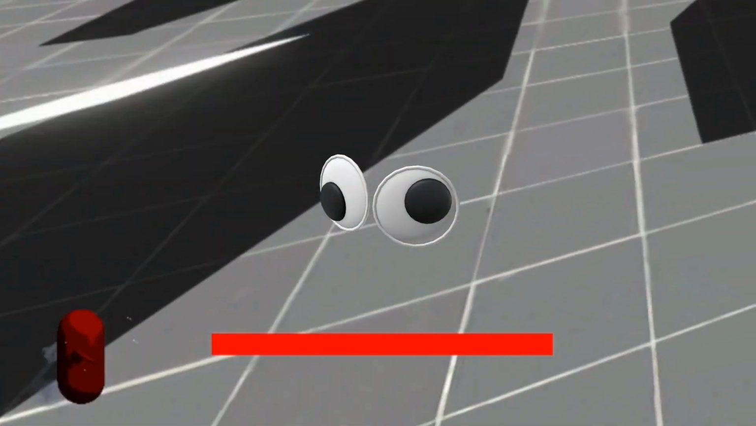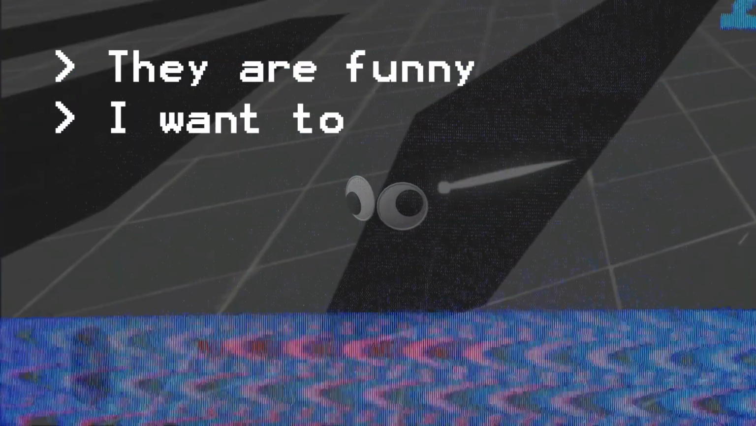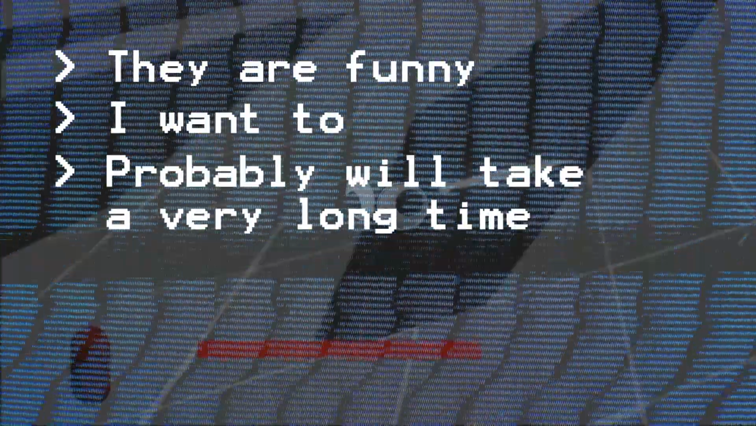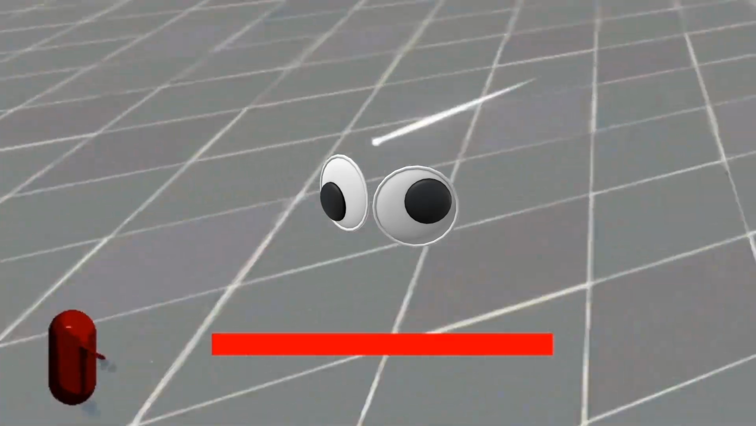Why googly eyes, you might ask? Well, there's a couple reasons. 1, they're funny. 2, I want to. And 3, they shouldn't take very long. Well, famous last words. With that out of the way, let's get back to what matters, the googly eyes. So what do we want our googly eyes to do?